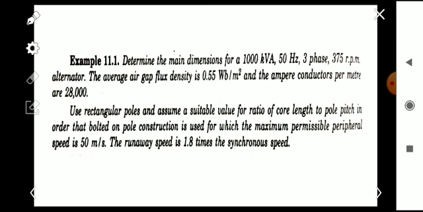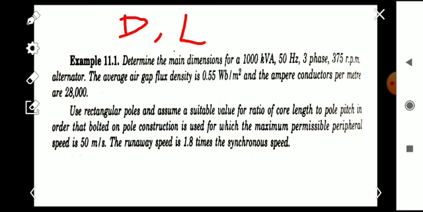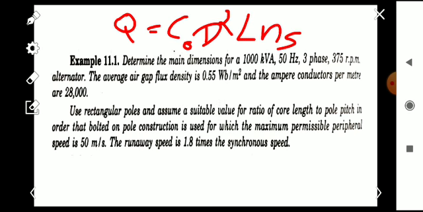Main dimensions means we have to find the value of capital D and capital L, that is, the diameter of the core and the length of the core. Normally we find D and L from our output equation, that is Q = C0 D² L ns, where C0 is the output coefficient, D is the diameter, L is the length, and ns is the speed in RPS.